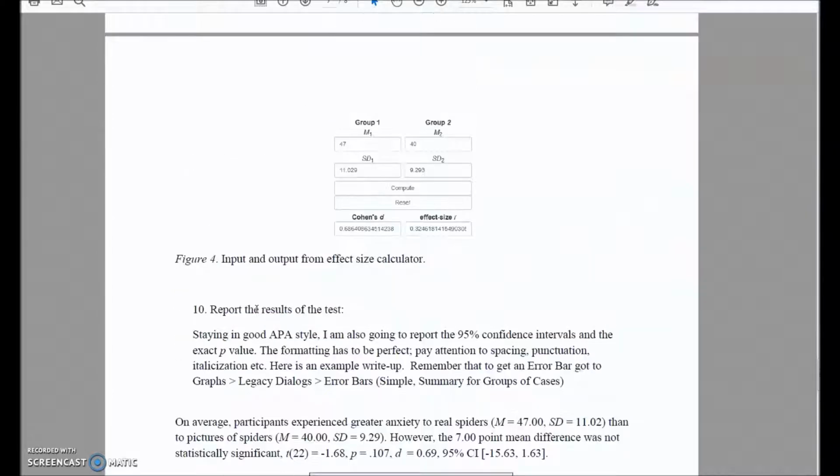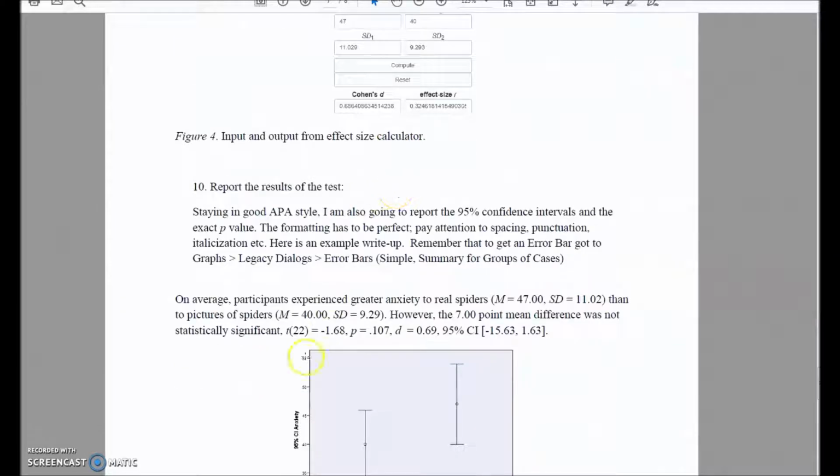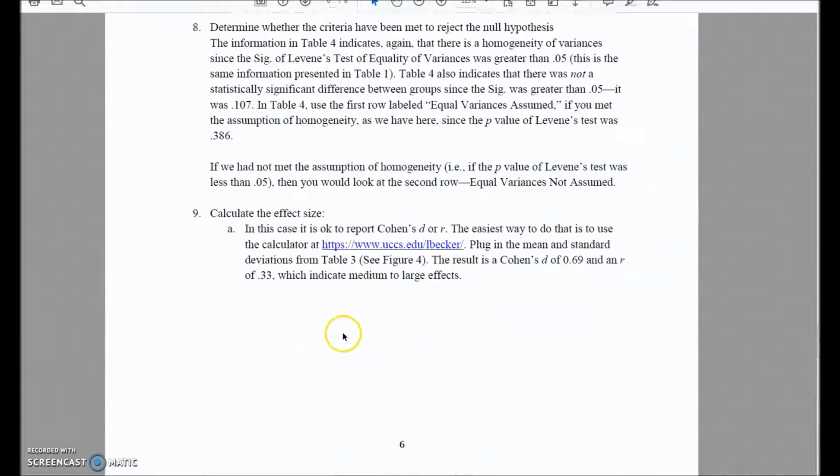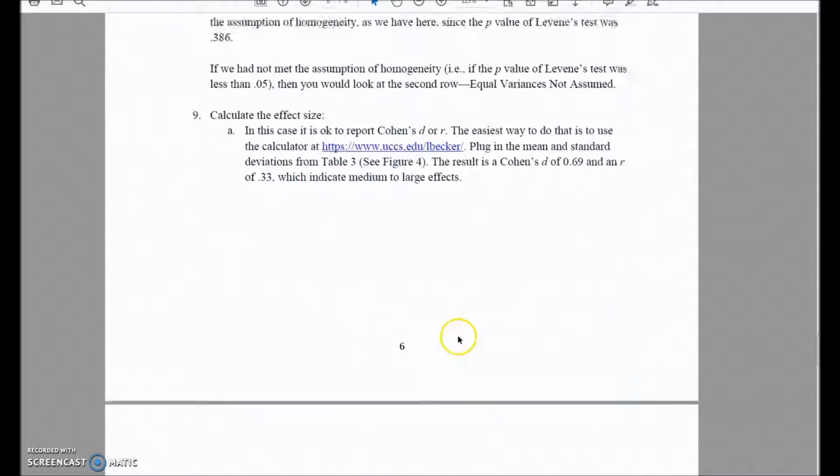So when we go back and look, how did we get t? It is the t-test, with 22 degrees of freedom, equals negative 1.68. So how are we getting negative 1.68? This is the t-test value, negative 1.68. You can report the F value, you can say F parentheses 22 and this value also. We are reporting the t-test value.